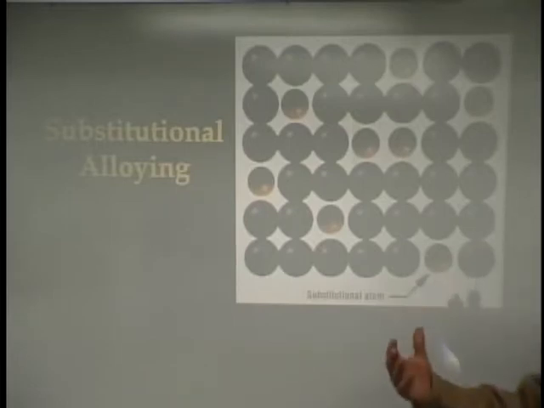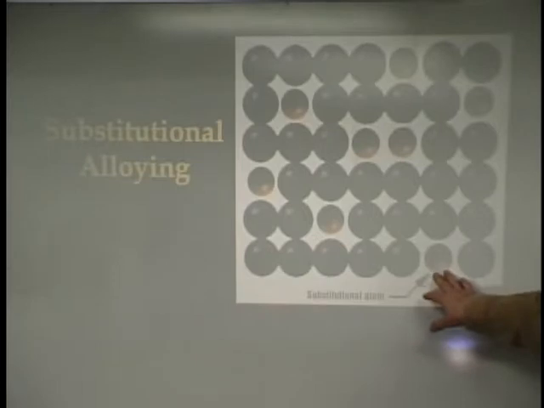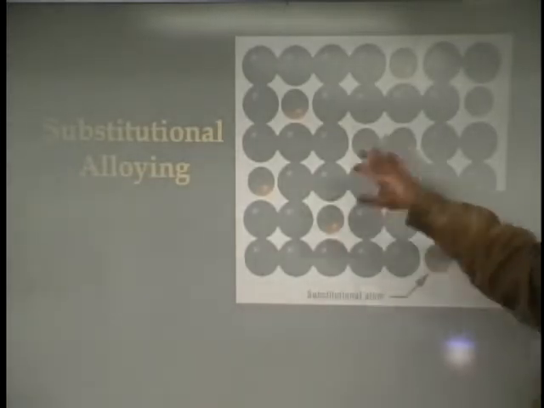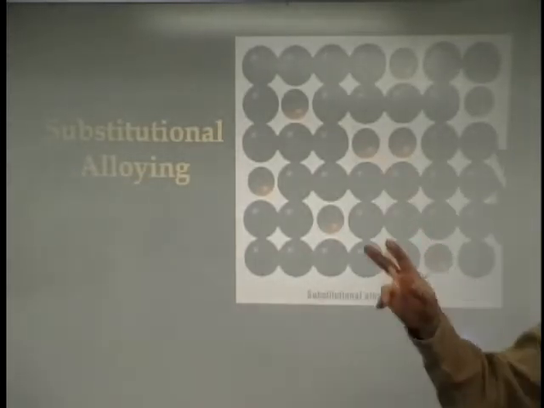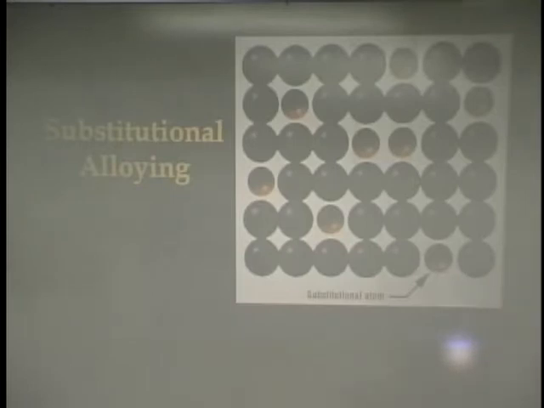The other is substitutional. Here you have atoms that are slightly larger. They're closer to the size of the atoms that you're mixing it with, and so it's substitutional. They bump those atoms out of the way, and they take their place. So this would be substitutional alloying. So remember that bullet. It will be on your test. Interstitial alloying and substitutional alloying.